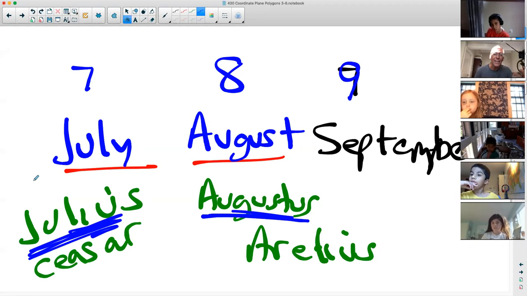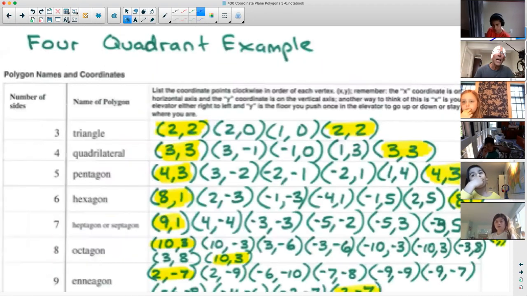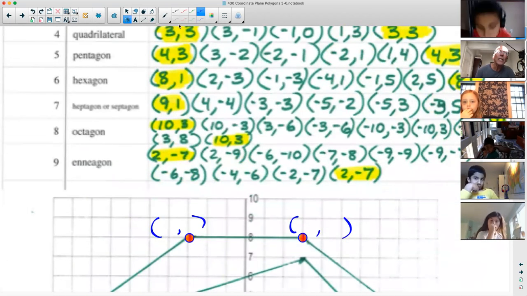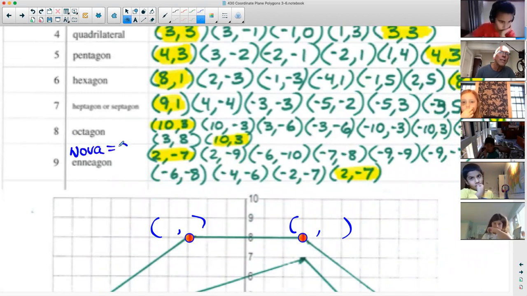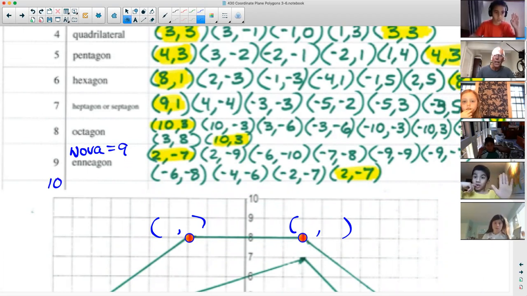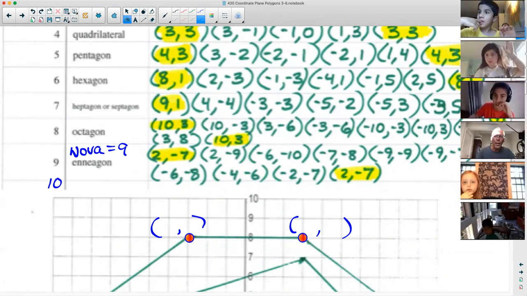It moved October. Octa, isn't Octa 8, guys? Yeah. Well, let's check it out. Octa is 8. It moved October from the 8th month to the 10th month. Now, actually, in Latin, Nova is 9. So November moved from the 9th month to the 11th. And who knows what 10 is? Raise your hand, please, if you know what 10 is. I'm going to call on anyone who raises their hand electronically. Tegan?